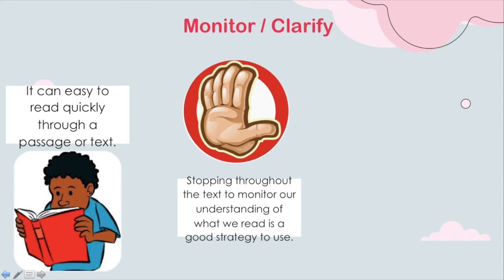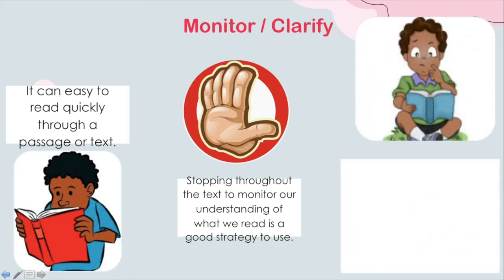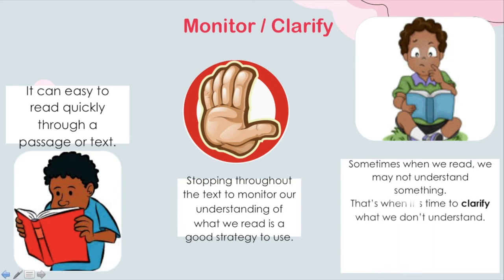When we monitor our understanding, when we read, sometimes we think, that didn't quite make sense. That's when it's time to try to clarify what we don't understand. One way to clarify something, or to make more clear, is to reread the text slowly and think about the main idea it contains. We can also use context clues to help us understand words and ideas.